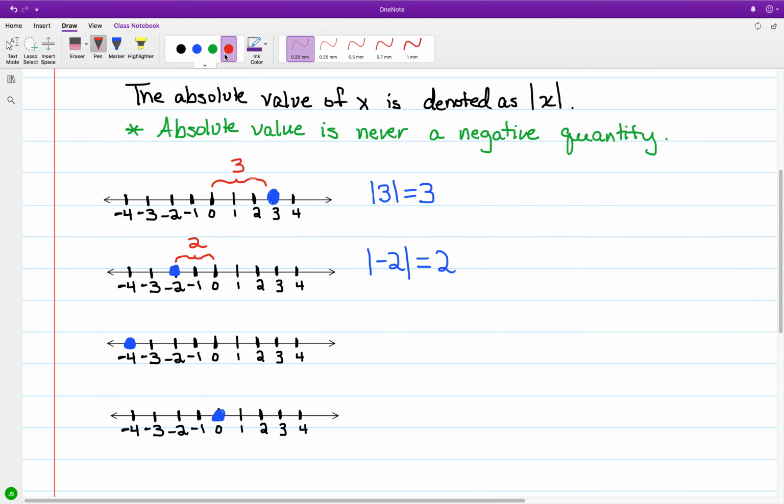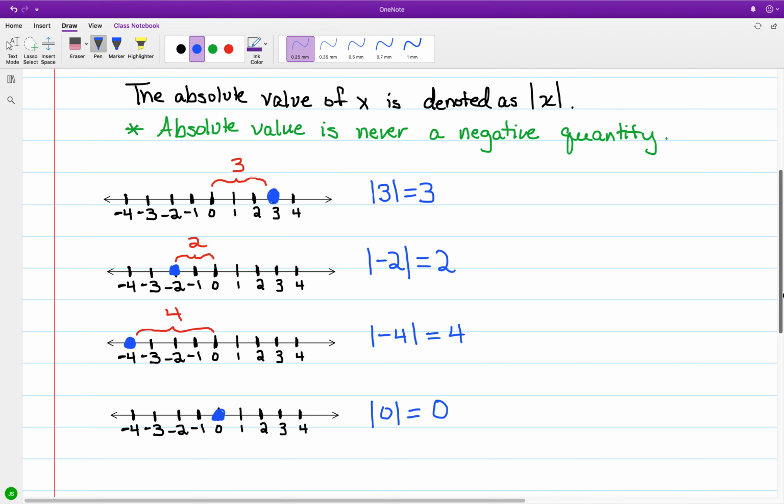And if we have negative 4, negative 4 is 4 spaces away from 0. So the absolute value of negative 4 is equal to 4. And since we have no motion away from 0 on 0, there's no horizontal movement left or right, so the absolute value of 0 is equal to 0 itself.